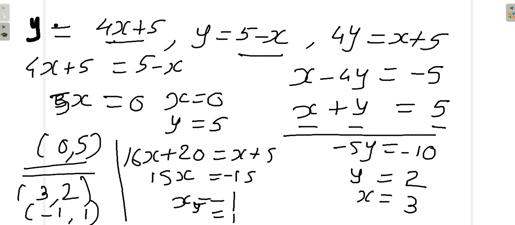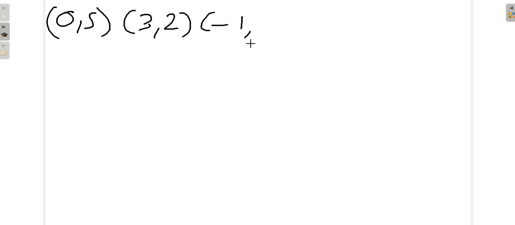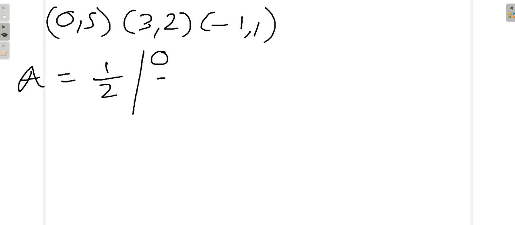So what are our 3 points? 0, 5, 3, 2 and minus 1, 1. They form a triangle obviously. So let us use determinant to find the area. x1, x2, x3, y1, y2, y3.